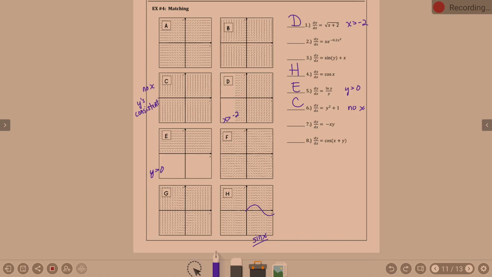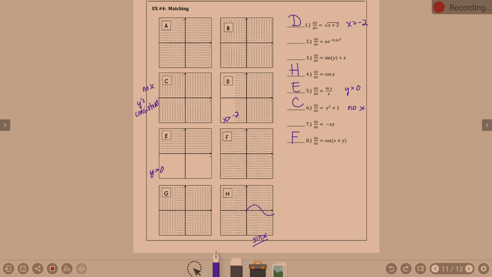Is 7 F? No. Is 8 F? Is which one F? 8? Yes. Now why? Because it's got kind of the same shape as the other cosine one. Okay. You're seeing, now, the difference is this is x plus y, so that kind of makes things... I'm not exactly sure what this graph would look like.